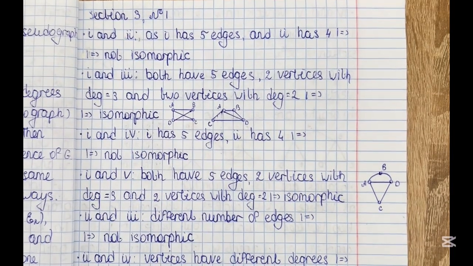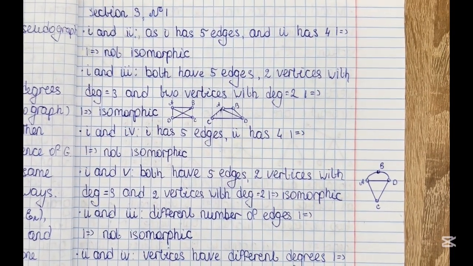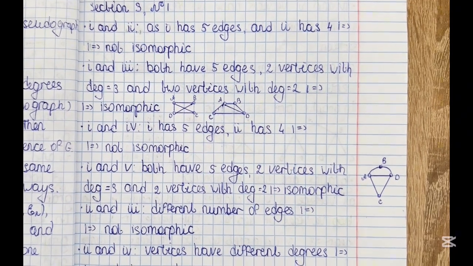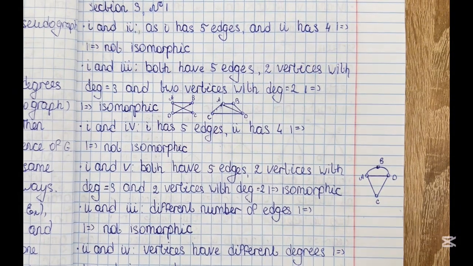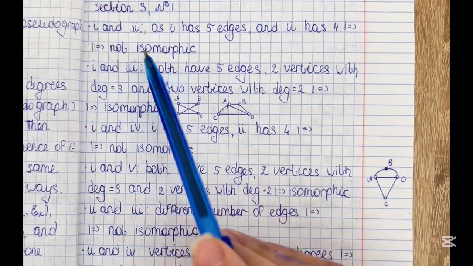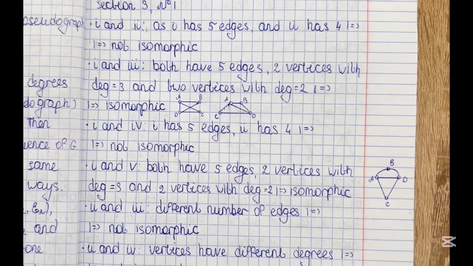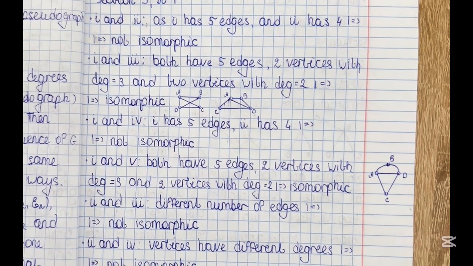So now let's start solving the third section, and in the first task we should find which of 10 pairs of graphs are isomorphic and which are not. So let's start with the first pair. First and second graph, they're not isomorphic as they have different number of edges.